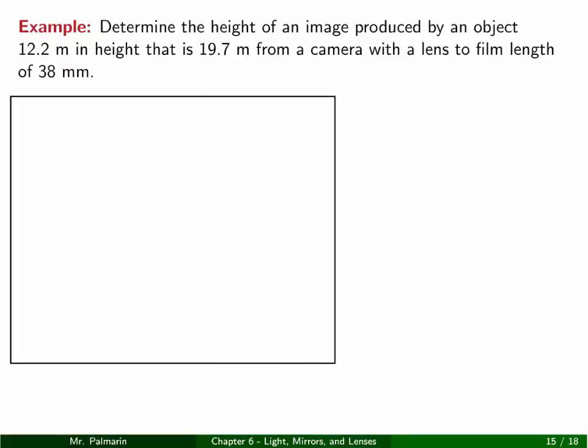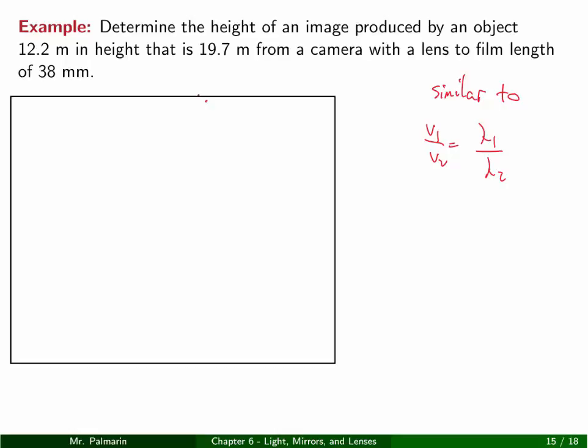So I gave you one example of this. This is very similar to this formula. Okay, I'll just write here: similar to your refraction formula from the previous section. The algebra will be the same, so there's really nothing new here. How you tell the difference, of course, between this and refraction is this is using a pinhole camera. Determine the height of the image produced by an object that is 12.2 meters in height, that is 19.7 meters from a camera with a lens to film length of 38 millimeters.